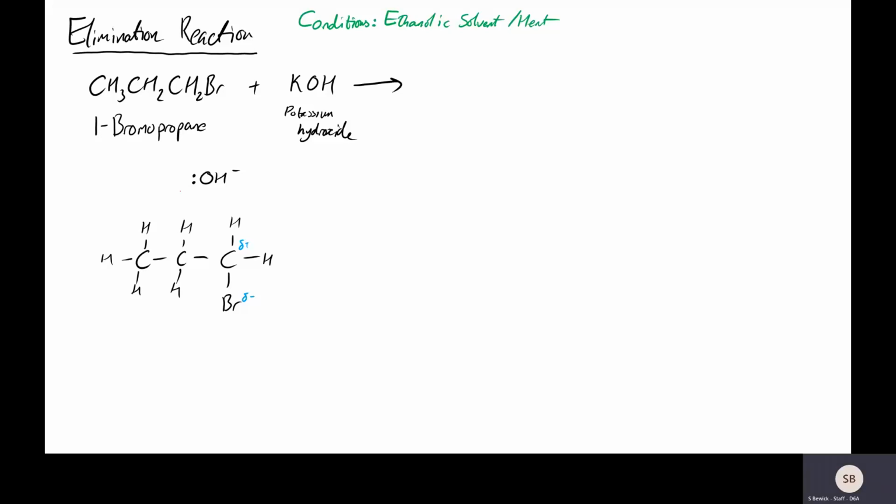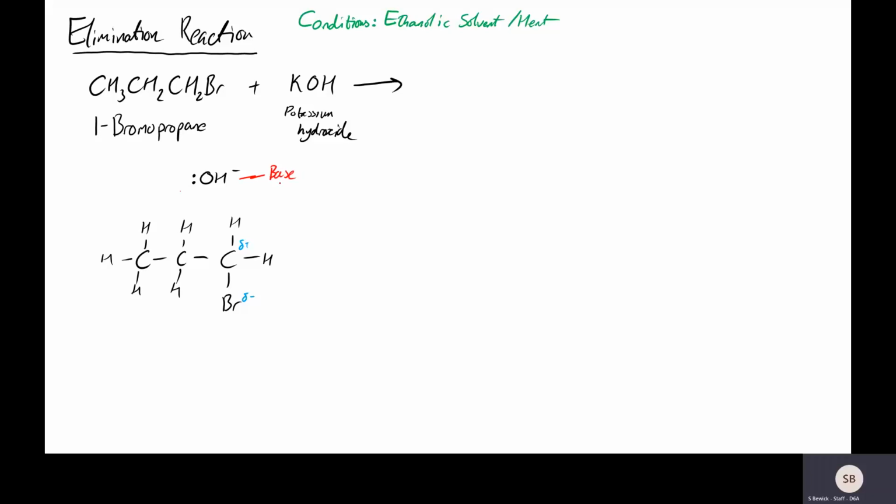If this was a nucleophilic substitution reaction and we had an aqueous solvent, we'd have to say that the hydroxide ion attacks the delta positive carbon. It acts as a nucleophile. But in this case, it's not going to act as a nucleophile. The hydroxide is going to act as a base.